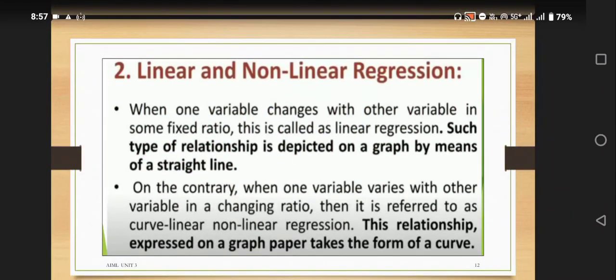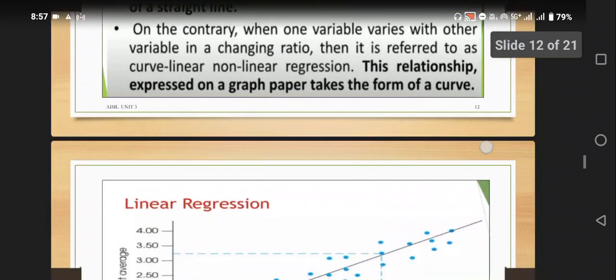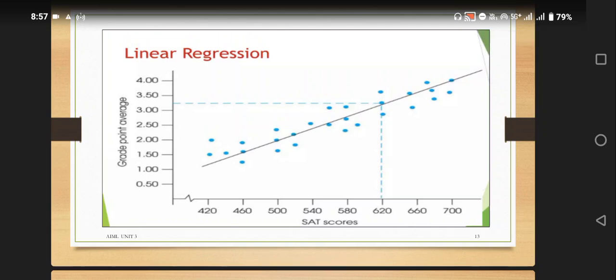Then second category is linear and non-linear regression. When one variable changes with another variable in some fixed ratio, that is called linear regression. Such type of relationship is depicted on a graph by means of a straight line. But in nonlinear regression, one variable varies with another variable in a changing ratio, and it is referred to as curvilinear or nonlinear regression. This relationship expressed on a graph paper takes the form of a curve. The linear regression between the two variables is represented in this diagram.